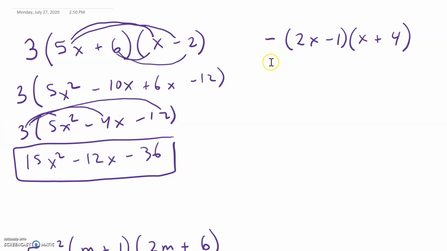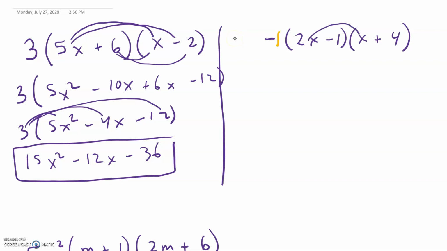Okay, second question. If you have a minus sign out in front, think of that as a negative 1 in disguise. So you can always put a 1 in there just to remind you. But again, do the FOIL first and then take care of the negative 1 later. So let's draw a line right there.